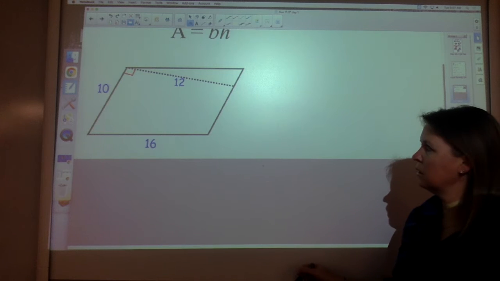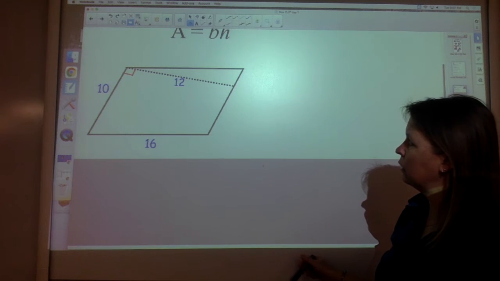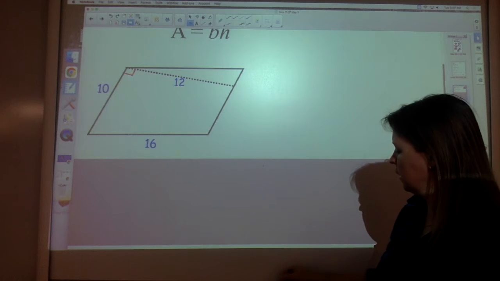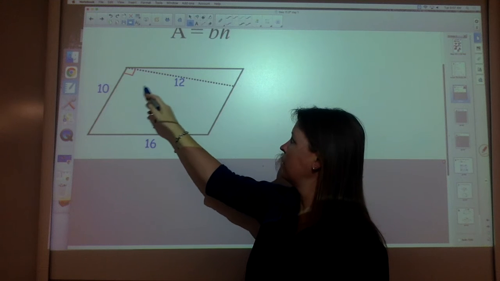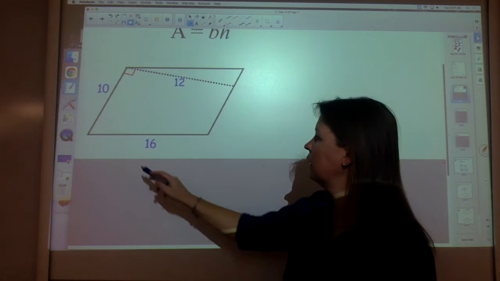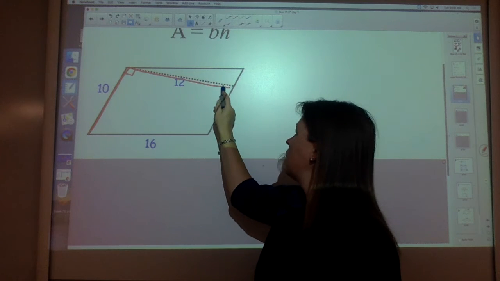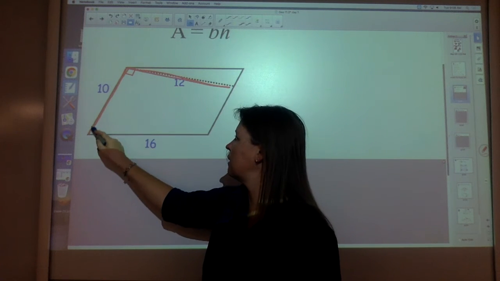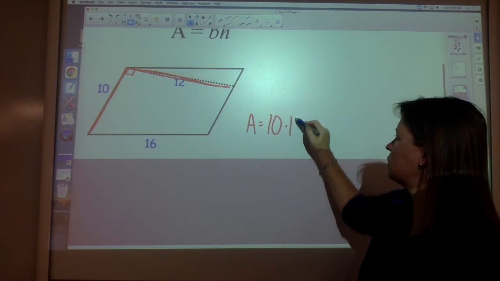This 16 and this 16 is down here. This 12 is here. This 10 is here. It's not drawn to scale very well, but how do you know what's your base and what's your height? It's the two that are perpendicular to each other. So area equals base times height.